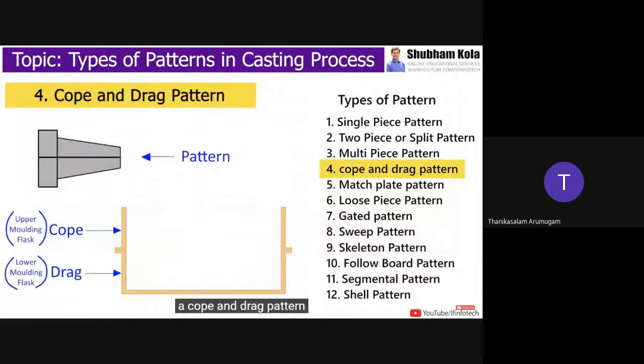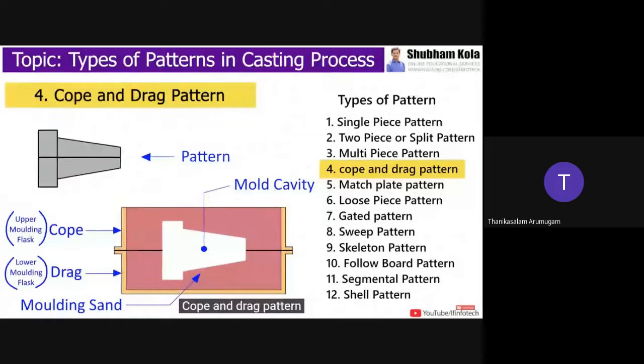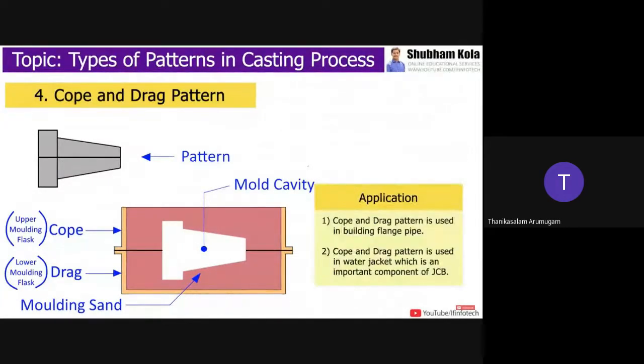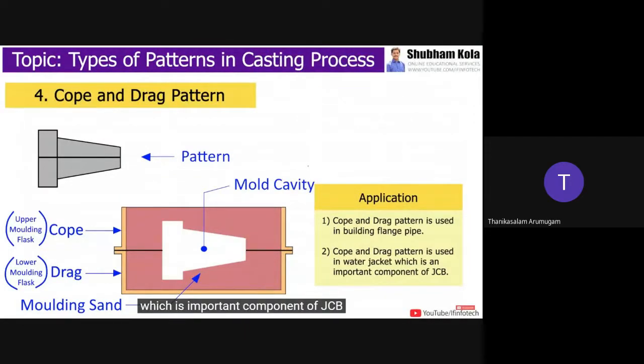A cope and drag pattern is a split pattern having cope and drag portions, each mounted on separate match plates. These two separate parts are combined to form the entire cavity. Cope and drag pattern is almost like the two-piece pattern. This pattern type is used in production of large castings where molds are heavy and unhandy for the users. This type of pattern is used in building flange pipes. The cope and drag pattern is also used in water jackets, which is an important component of JCB.